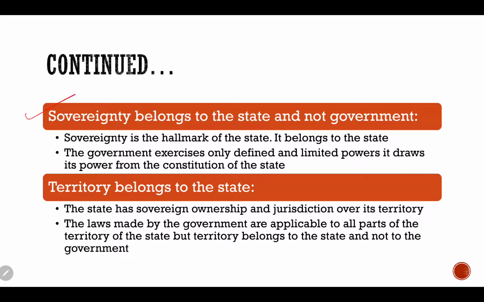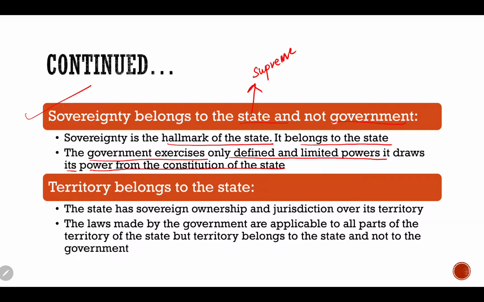Sovereignty belongs to the state and not the government. Sovereignty belongs to the state because the state is the supreme power holder, and it is abstract. Sovereignty is the hallmark of the state. The government exercises only definite, limited power. It draws its powers from the constitution of the state.